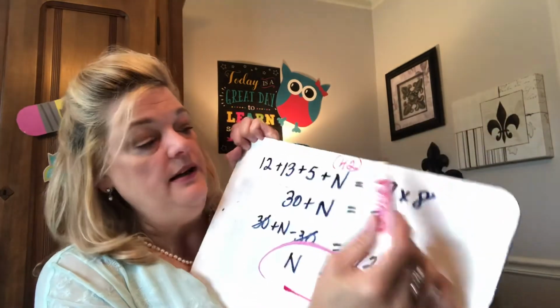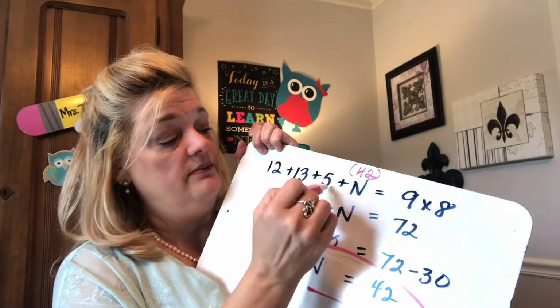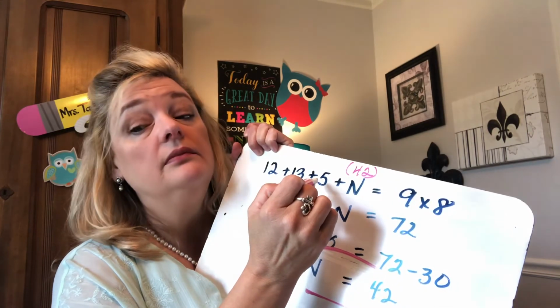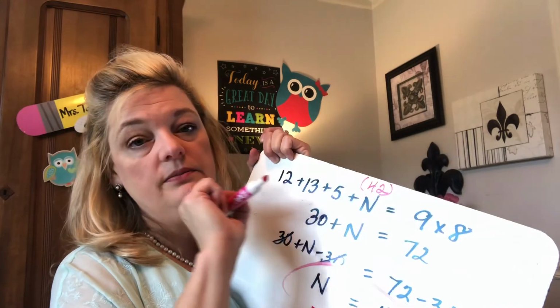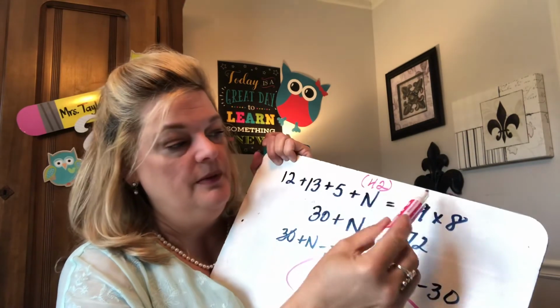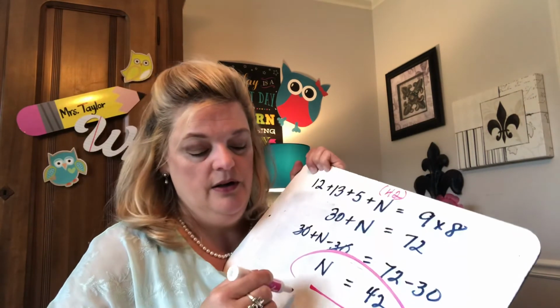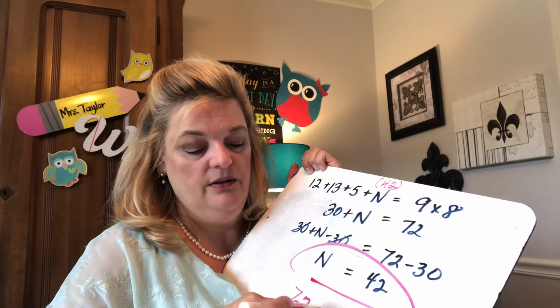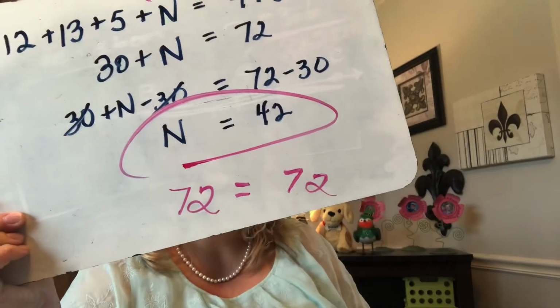So yes, that's my answer. I can come up here. All right, 12 plus 13 is 25 plus another 5. 25 plus 5, 30 plus 42. 30 plus 42, 72. Well, isn't that what this is? Yes. So bottom line, I have 72 equals 72, and I know I did it correct. Good answer, good answer, good answer.